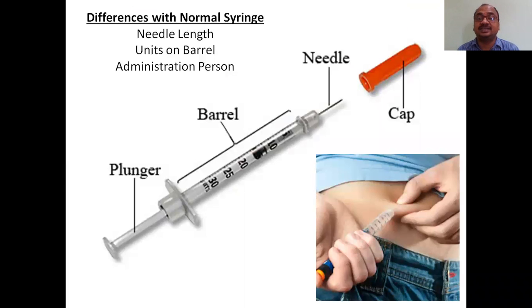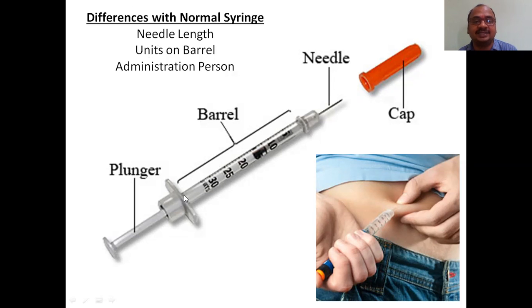And these are the differences between the normal syringe and the insulin syringe. Insulin syringe is completely different from the normal syringe. Okay. First one is needle length. Here you will get a very short needle. See here, this needle. Whereas in a normal syringe, you will get a bigger one. It is almost double this. Double. Okay, first one.